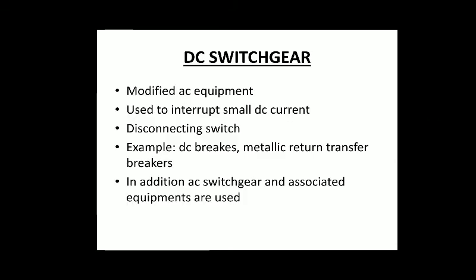Now, DC switchgear is one type of modified AC equipment. It is used to interrupt small DC currents. It is also used as a disconnecting switch, for example DC breakers and metallic return transfer breakers. In addition, AC switchgear and associated equipment are also used along with this DC switchgear.